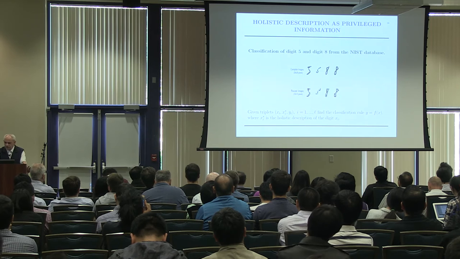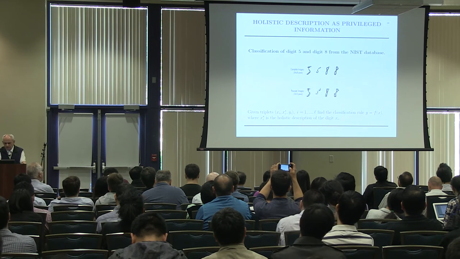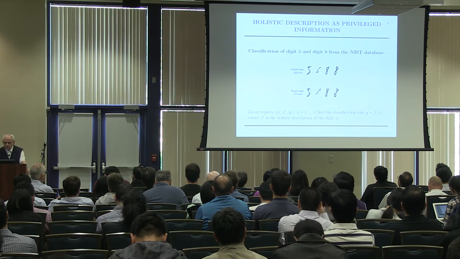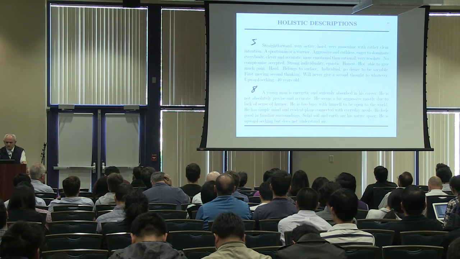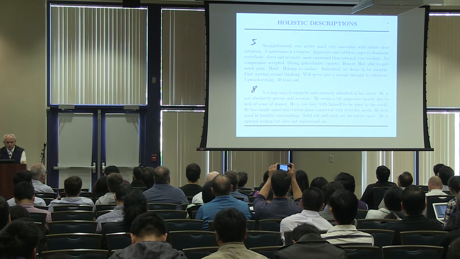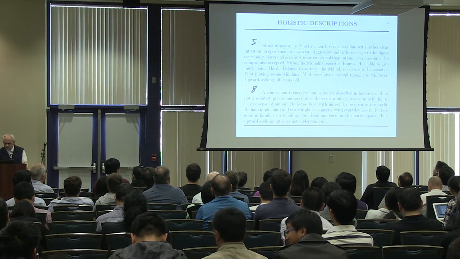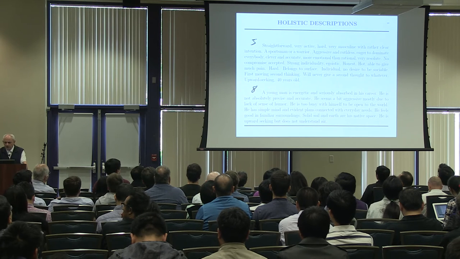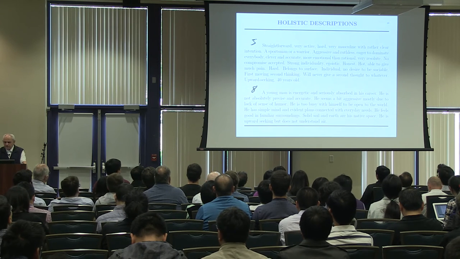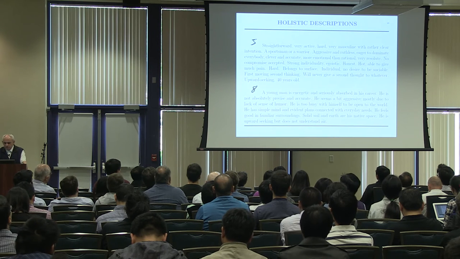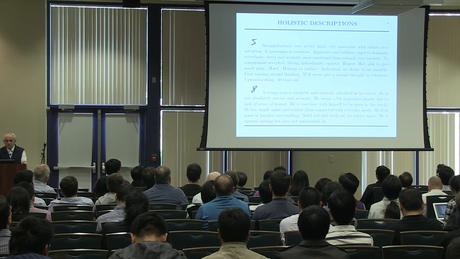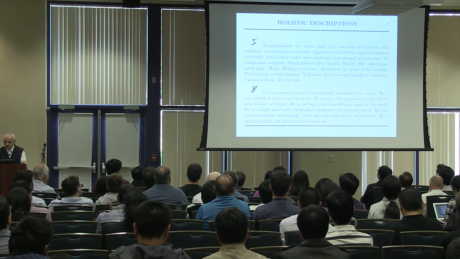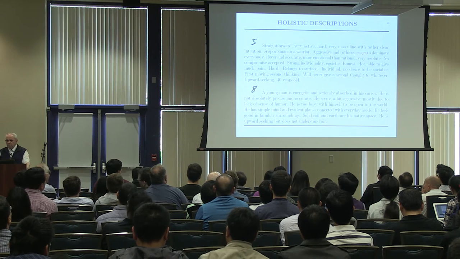It is just digit recognition, 5 from 8. We consider a 10 by 10 scale. It is a difficult problem. It is metaphoric reasoning. I asked my friend, a professor of poetry, to describe the poetical vision of this digit 5. She saw: straightforward, very active, hard, very masculine, with rather clear intention, and 40 years old. That is the vision of this. And this 8: a young man, energetic and seriously absorbed in his career, and so on.